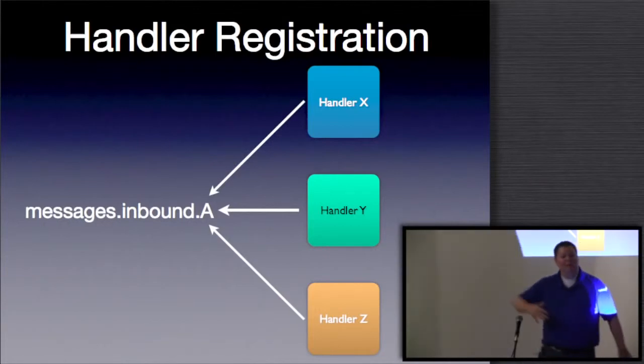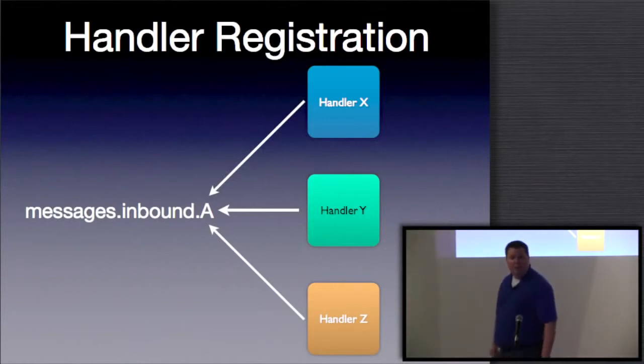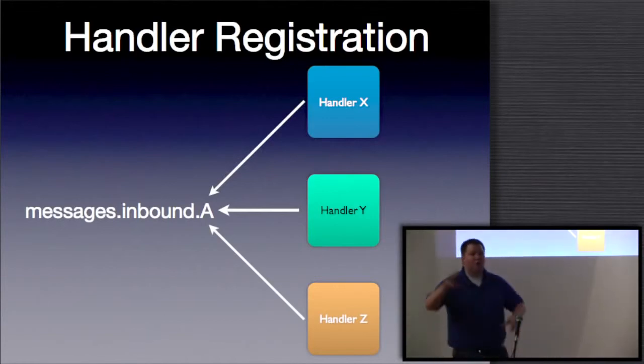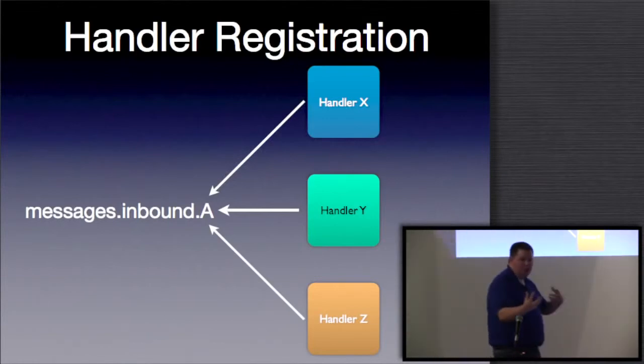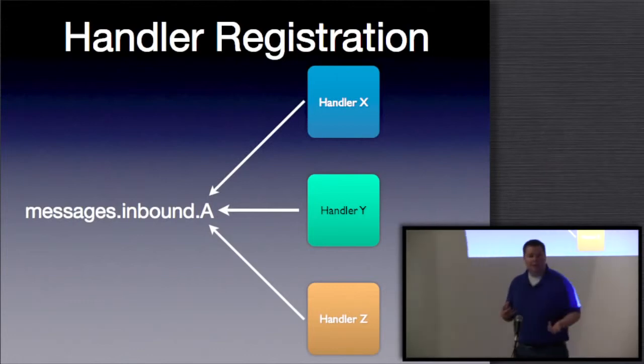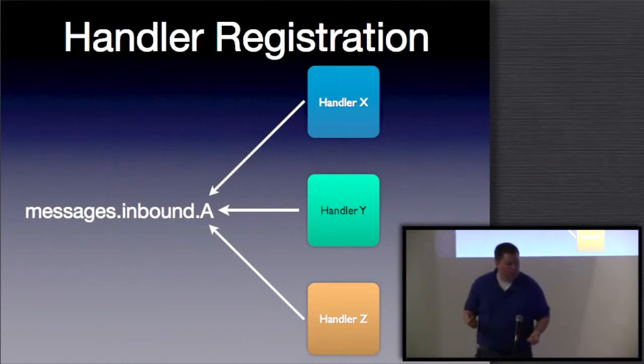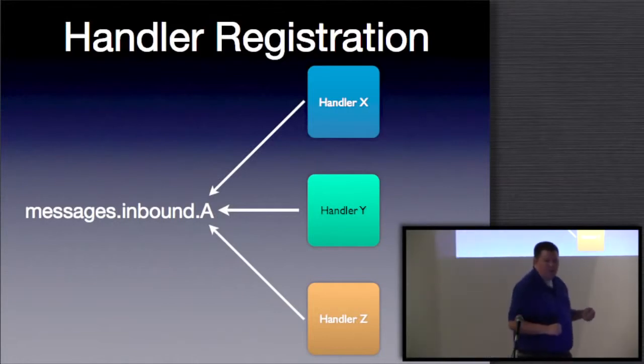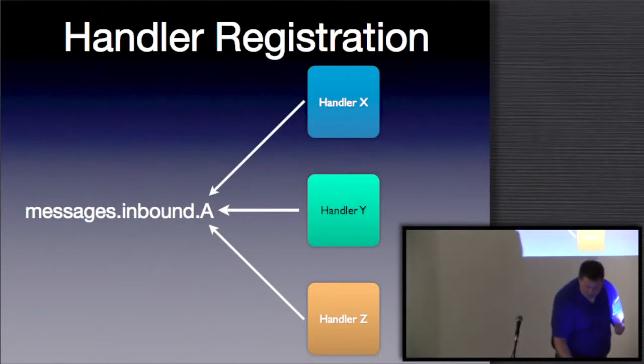Other things about handlers. We can have multiple handlers registered at a single address. So I can have multiple pieces of code that are interested in receiving messages that are directed to a particular address. I can also have a single handler registered at multiple addresses. So I can have a single handler that knows how to deal with different types of messages that are coming to different locations.